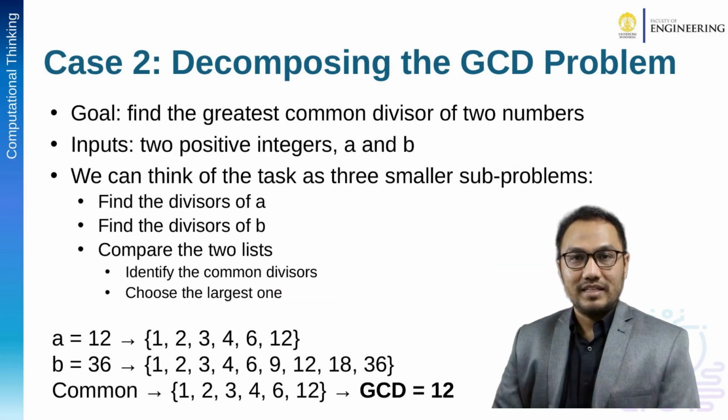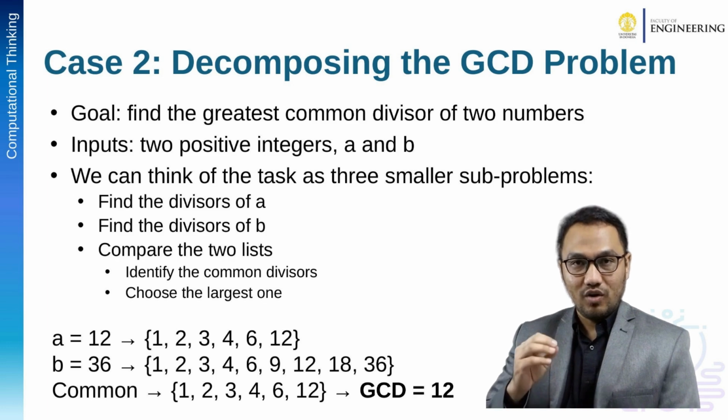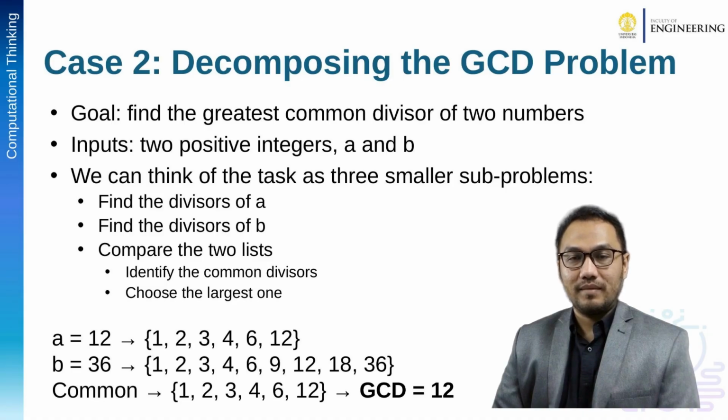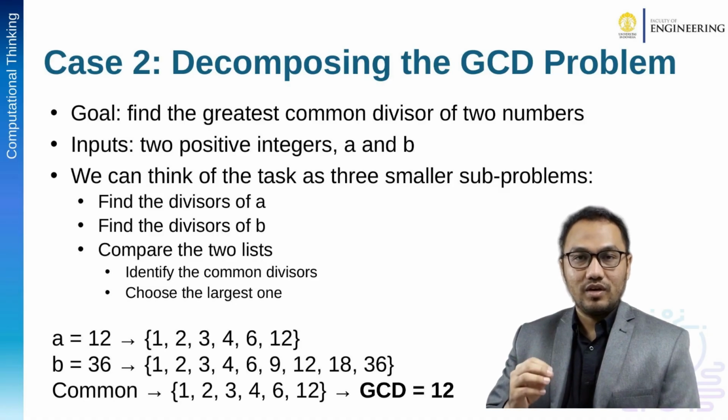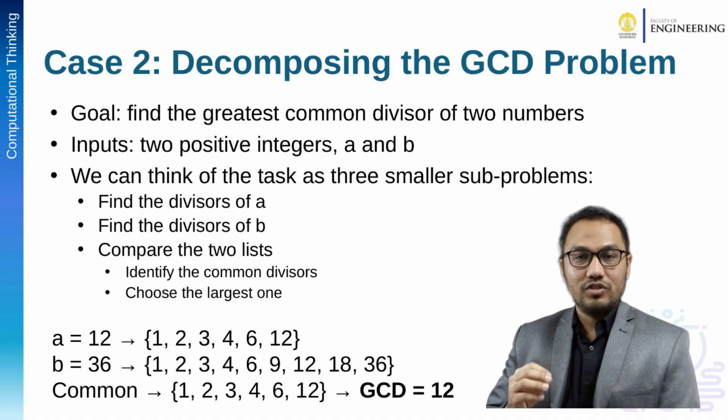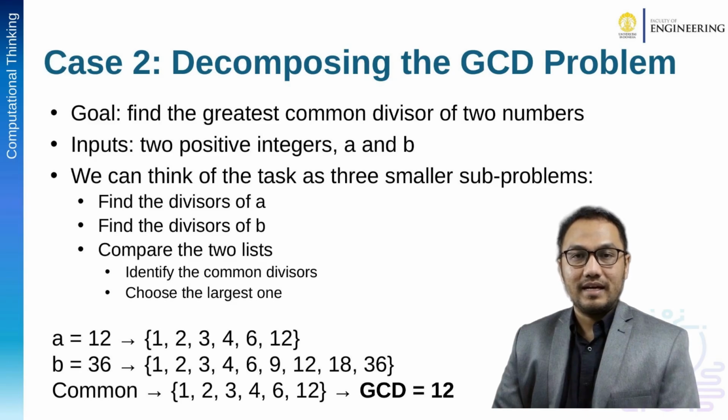Now let's look at how we can decompose the GCD problem in a very general way. Our goal is to find the greatest common divisor of two numbers. The inputs are simply two positive integers, which we'll call a and b. The output is one number, the largest number that divides both of them exactly. Instead of jumping directly to a clever formula or specific algorithm, we first think about subproblems that a human could do by hand. First, we find all the divisors of a.